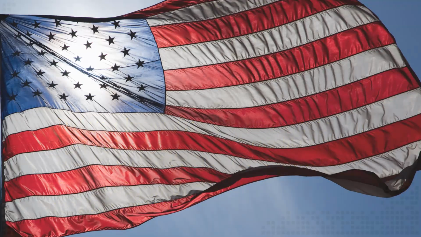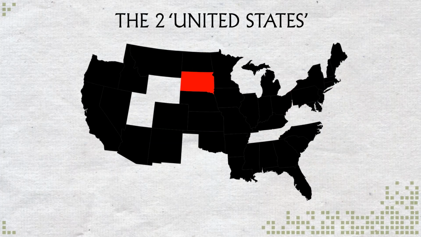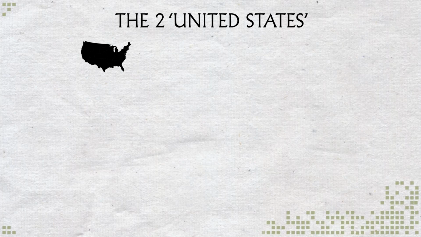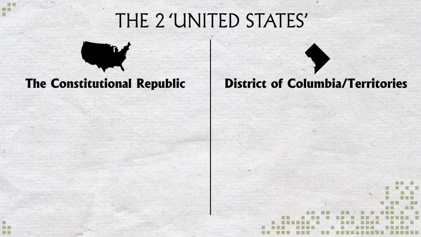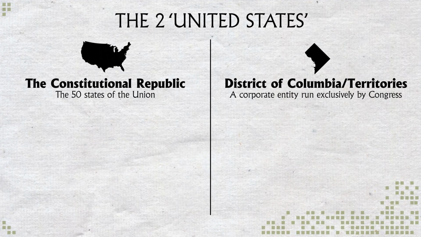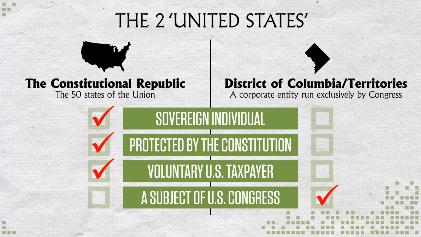The federal tax laws will help you better understand the distinction between 1. The constitutional republic, the 50 states of the Union that Americans hear about all the time, and 2. The 10-mile square corporate entity known as the District of Columbia, which also includes the U.S. territories like Puerto Rico and Guam. The U.S. territories are called states of the United States. In this version of the United States, the Constitution is not law, and the inhabitants do not possess inalienable rights. A big difference in the two, huh?